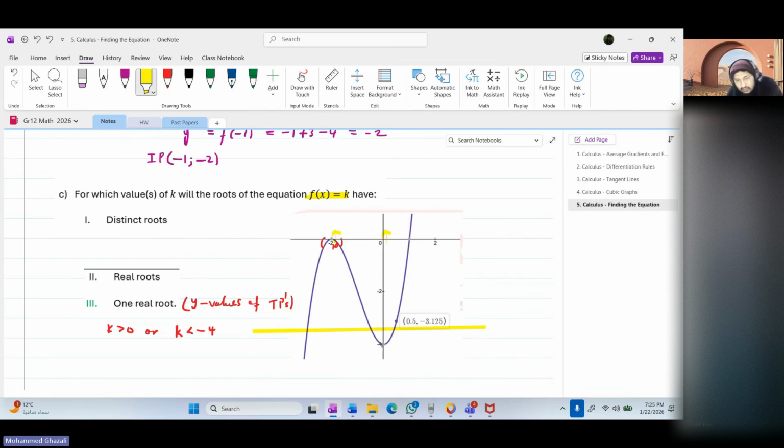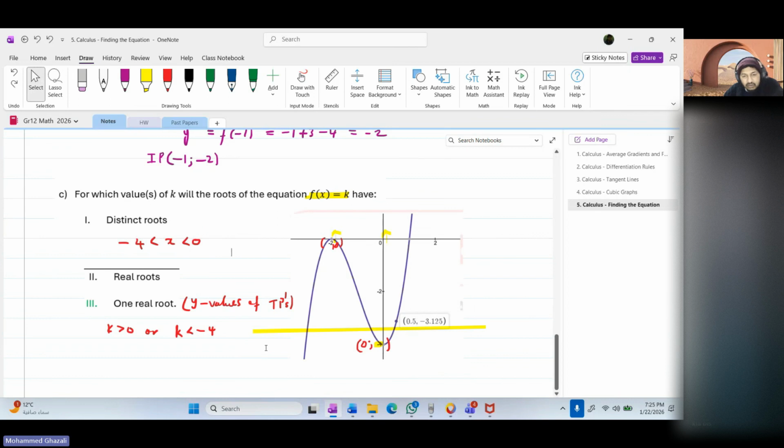And where am I getting -4 to 0? This turning point is 0 and -4 if you write it in coordinate form, and that turning point is -2 and 0. So between -4 and 0, we always have three distinct roots. So between -4 and 0, that's my answer. Now, that was for distinct roots.